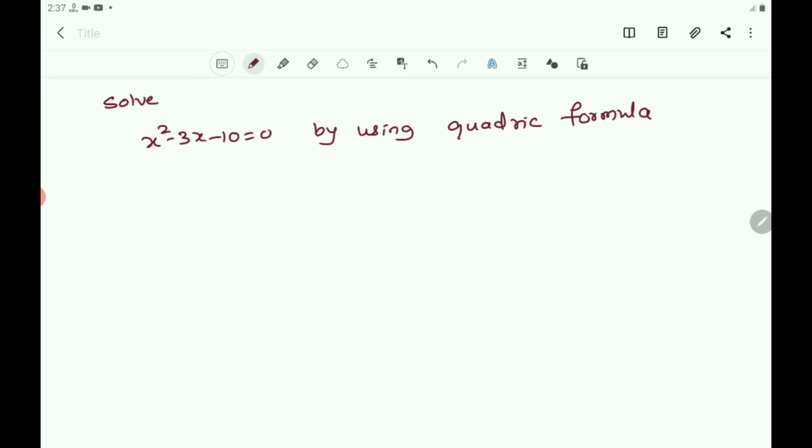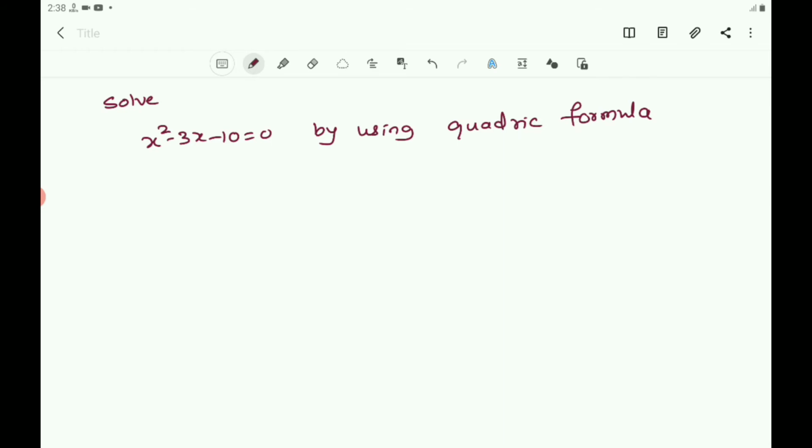Now the given quadratic equation is x² − 3x − 10 = 0. Now this is in the form ax² + bx + c = 0. If the given equation is not in the form ax² + bx + c = 0, we have to bring it to that form, but it is already in the form ax² + bx + c = 0.